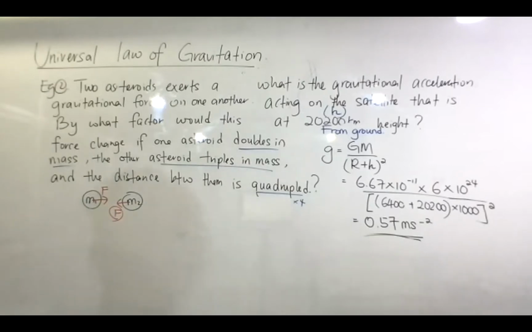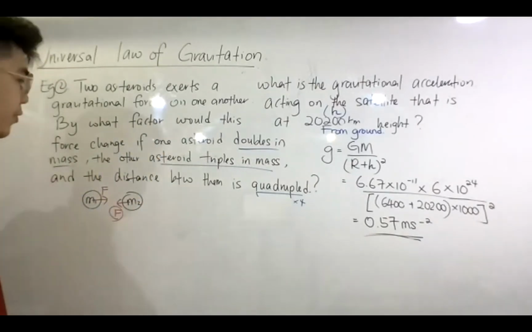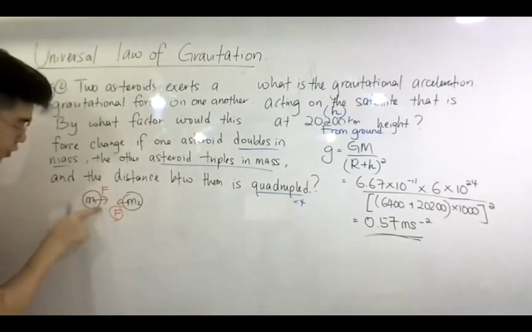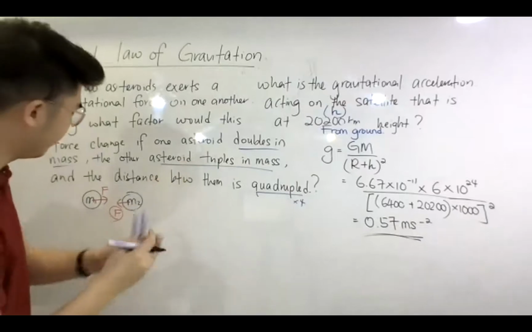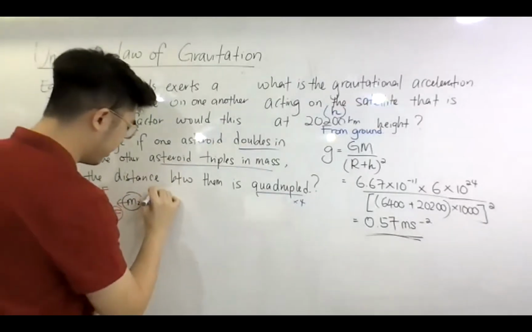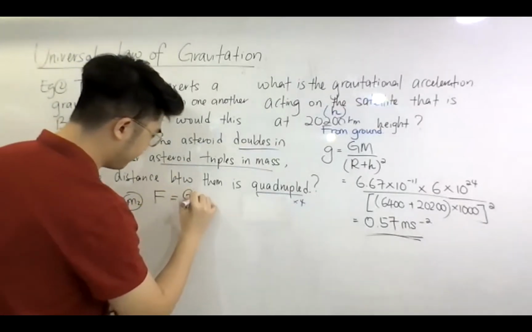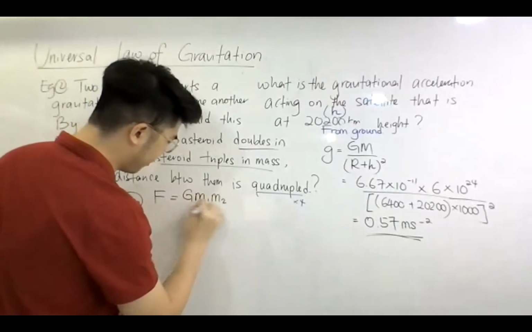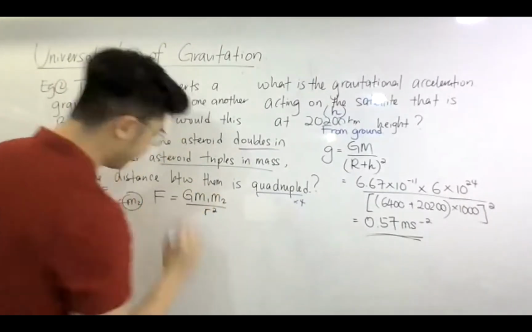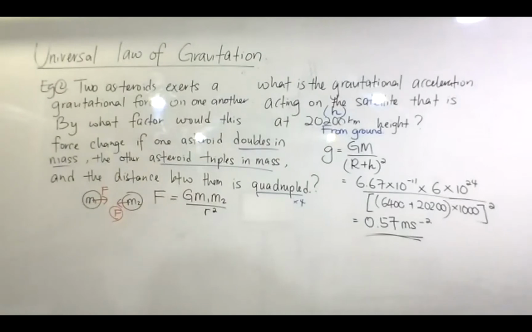Okay, very simple. Now, what is the formula we use? Force, right? There's only 3 formulas we learn, so this one must be the force, GMM over R squared. Let's say this is the initial force when the masses are M1, M2.